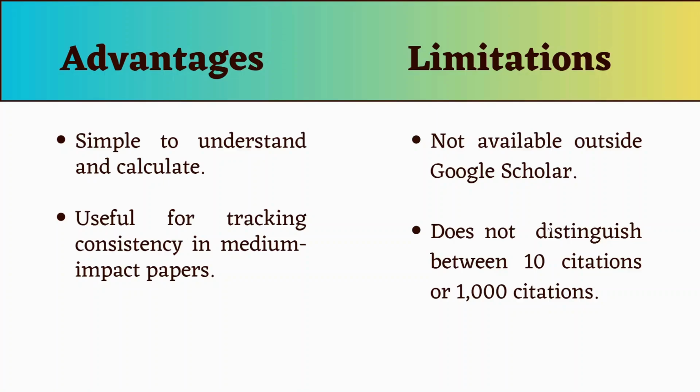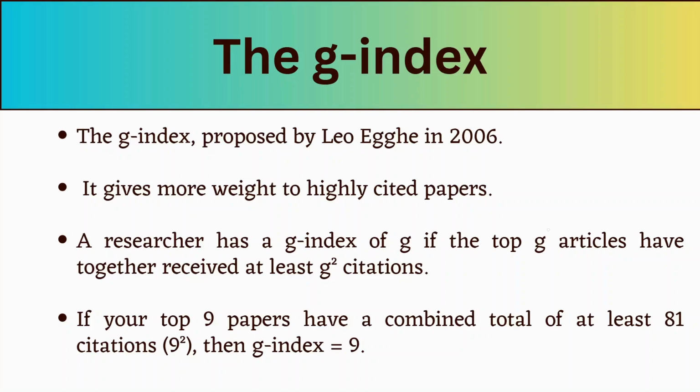Advantages of I-10 is it is simple to understand and calculate, and it is useful for tracking consistency in medium impact papers. Limitation is it is not available outside Google Scholar and it doesn't distinguish between 10 citations or 1000 citations. Now let us look at a slightly more advanced metric, the G index, proposed by Leo Egghe in 2006. It gives more weight to highly cited papers.